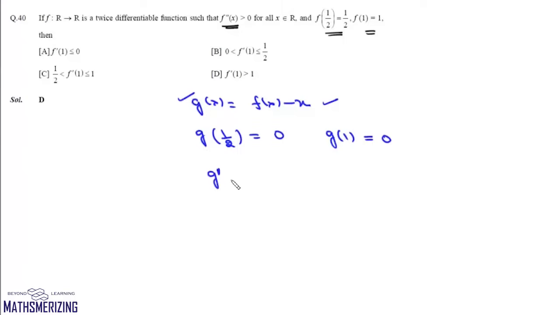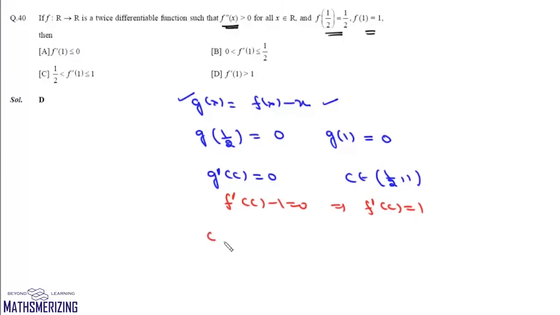That means there exists a point c in the interval 1/2 to 1 such that g'(c) is 0. It means f'(c) minus 1 equals 0, that is, the value of f'(c) is 1.